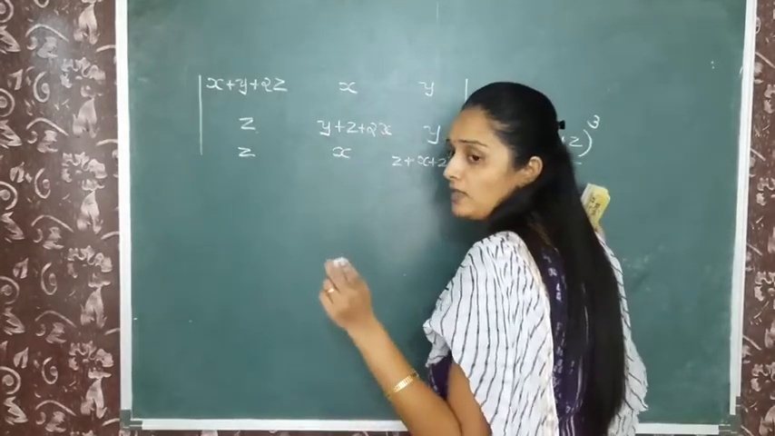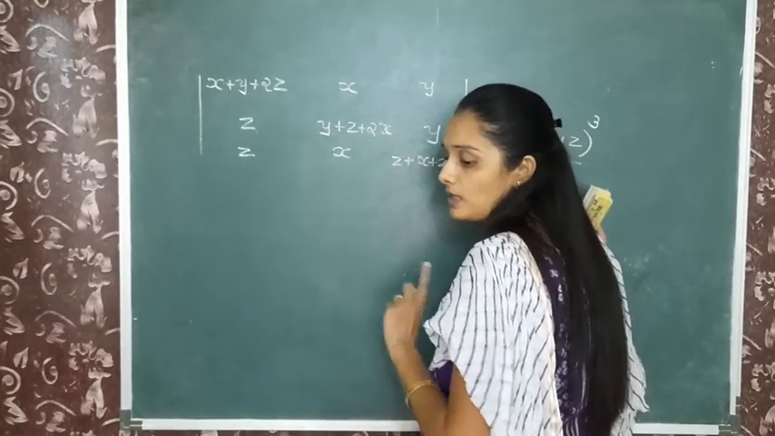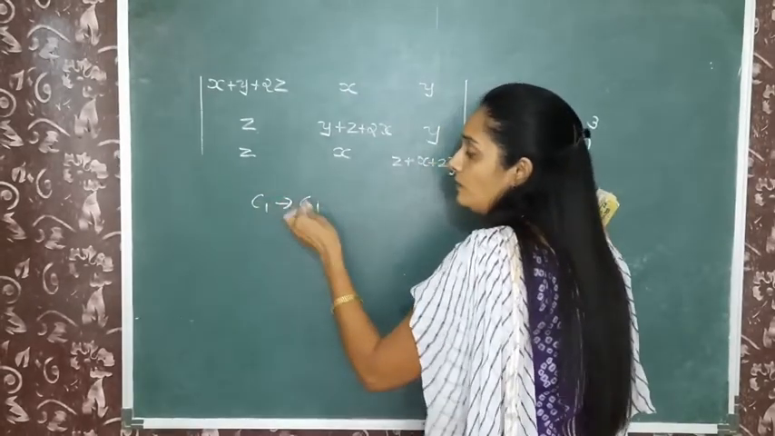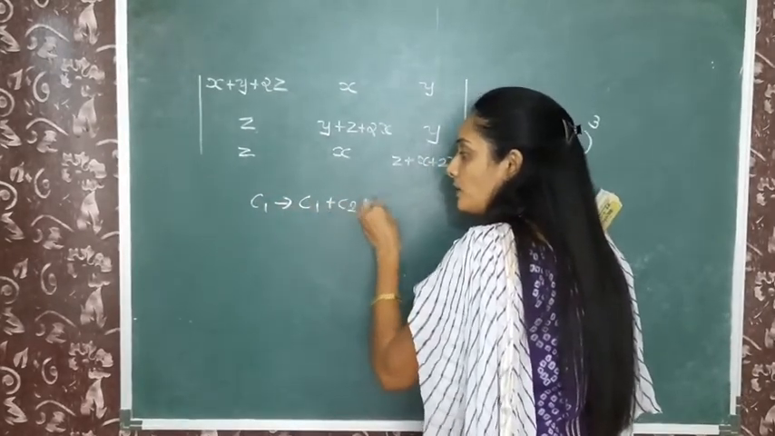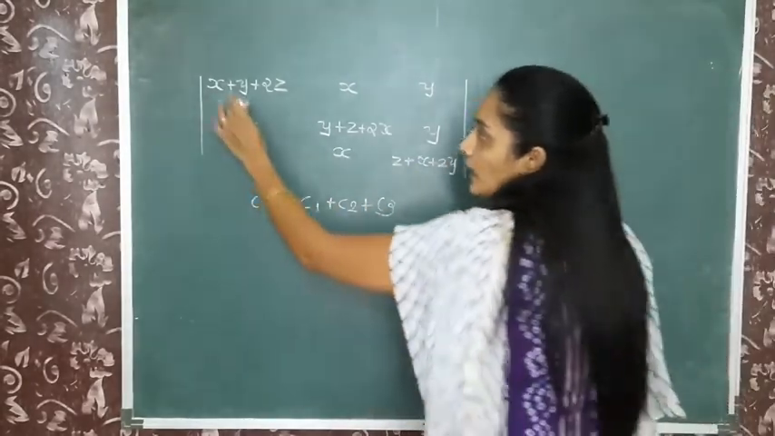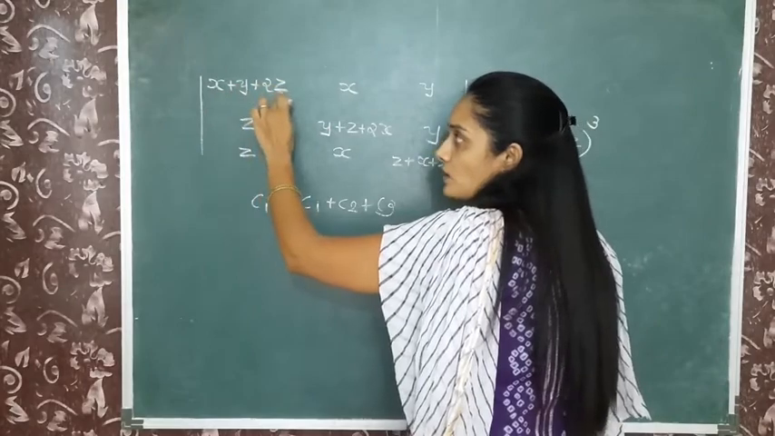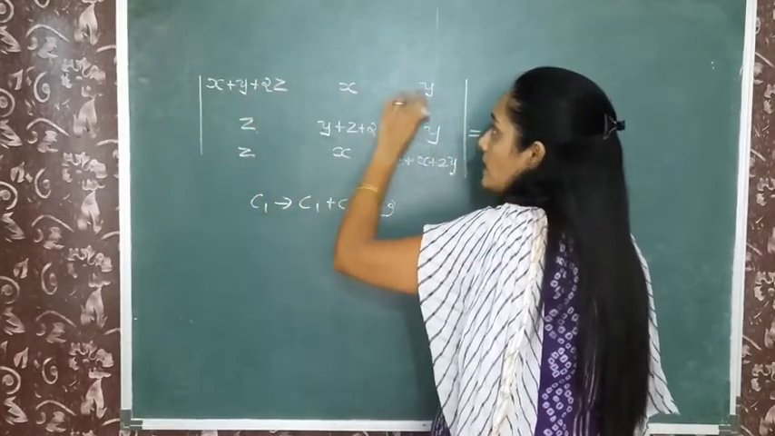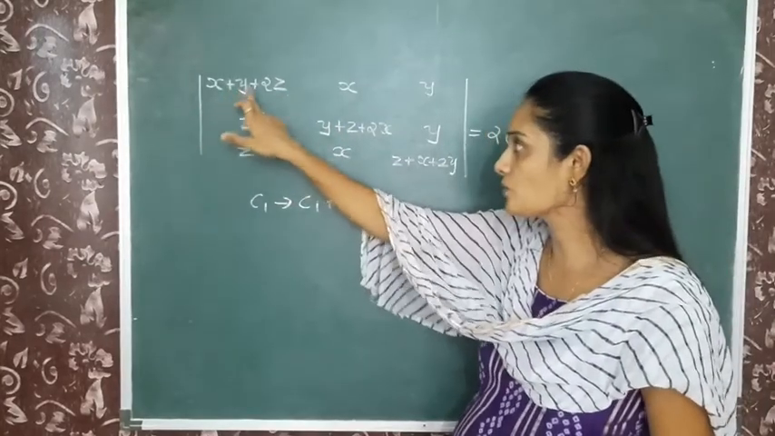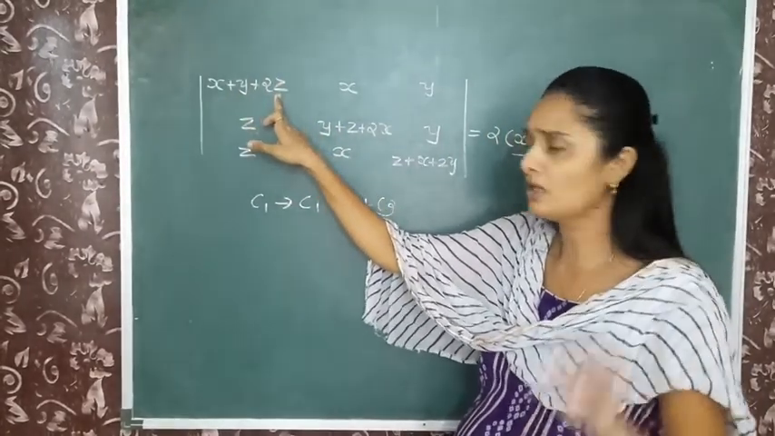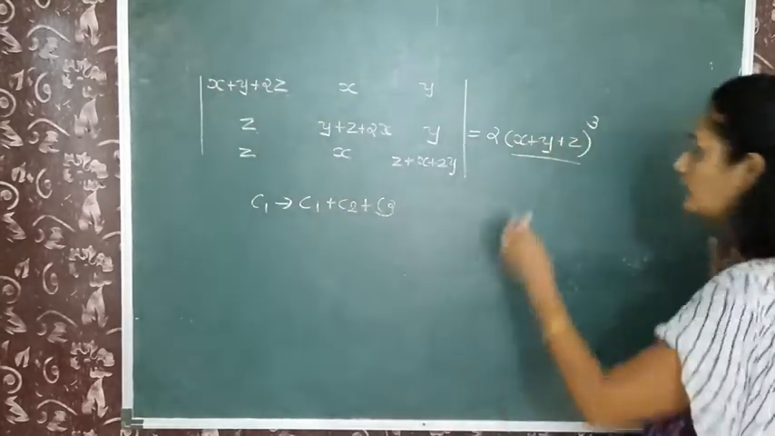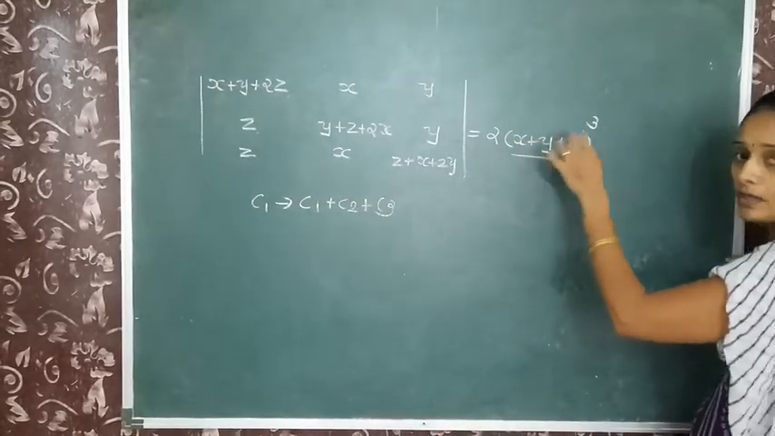After that, R1 transfer to R1 plus R2 plus R3 is not possible. Then we think about C1 transfer to C1 plus C2 plus C3. Okay? Think about common. So here, x plus y plus 2z plus x plus y, then we get 2x plus 2y plus 2z. So we can take 2 as a common. So we get x plus y plus z, and we want also x plus y plus z.